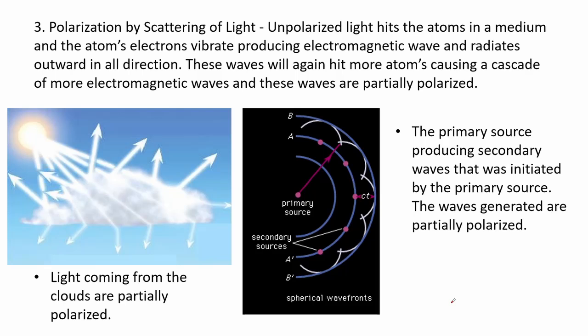The third way of polarization is by scattering of light. Here, unpolarized light hits the atoms in a medium and the atoms' electrons vibrate, producing electromagnetic waves, and radiate outward in all directions. These waves will again hit more atoms, causing a cascade of more electromagnetic waves, and these waves are partially polarized. The clouds produce polarized light by scattering using the sunlight as the primary source.